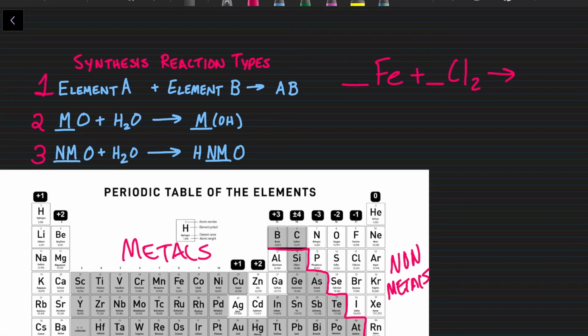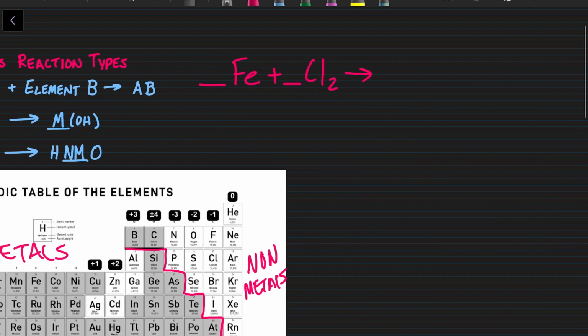Okay, and so for our next one, we analyze it again and we see that there is not any water, no H₂O. So we know that it is not case 2 or 3, but it's going to be reaction type number 1. So then all we got to do is combine iron and the chloride together. And we're just going to do iron and chlorine, so just those 2 elements.